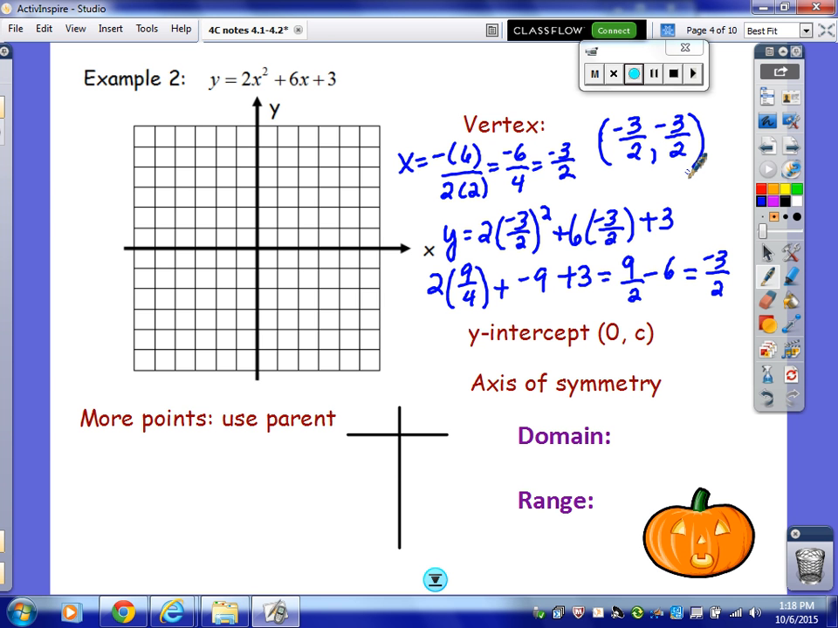All right, let's graph that. So negative 1.5, negative 1.5. So here's my vertex. All right, remember my goal is to have 5 points. Okay, so y-intercept, that's easy, that's a gimme. So my y-intercept here is 0, 3. Now we've got the axis of symmetry coming in at x equals negative 3/2.